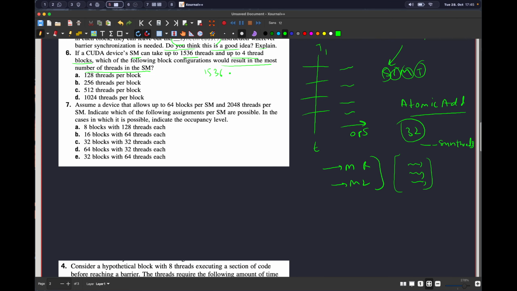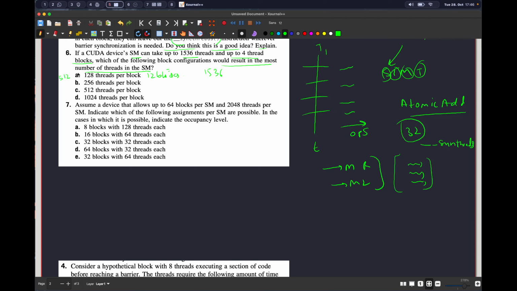If we go for the option A, 1536 divided by 128 is 12 blocks. Not possible. At most we can have 4. So ideally, instead of 1536, we can only have 4 times 128, which comes out to be 512. So in option A, we can only have 512 threads in our SM.